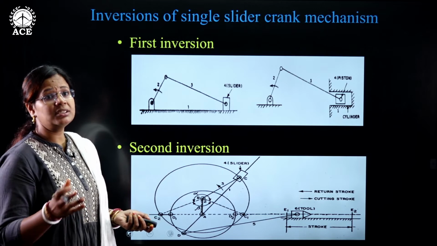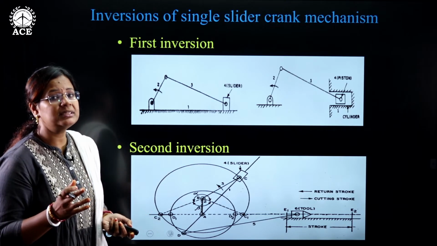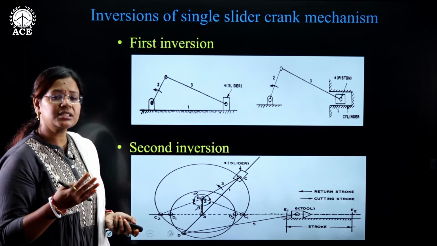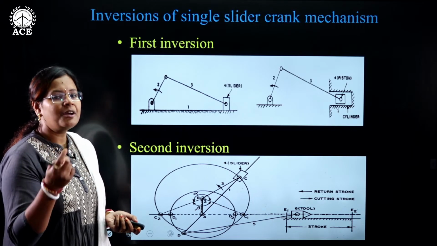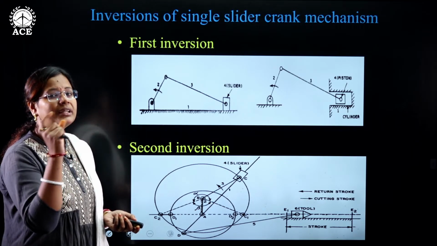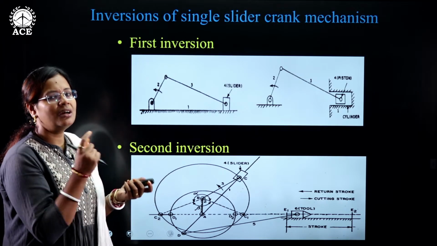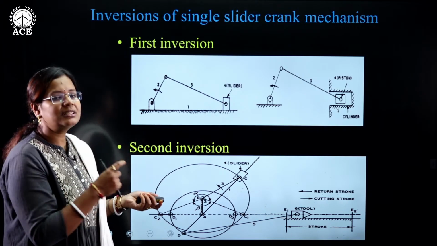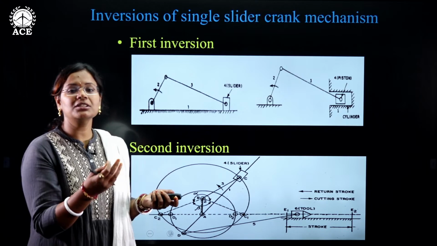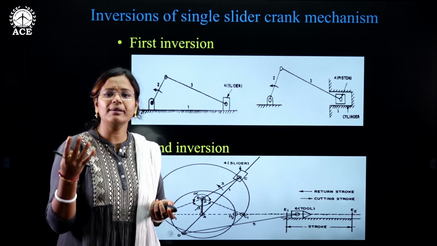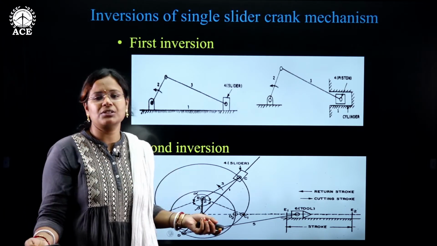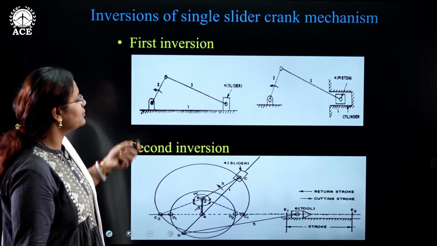See, the inversions here now. How many elements are there? 4. How many inversions are possible? 4. Why? Because we are fixing each link one at a time. So first inversion, first link fixed. Second inversion, second link fixed. Third inversion, third link fixed. And the fourth element, the slider, if that is fixed, the fourth inversion is possible. So let us say first inversion.